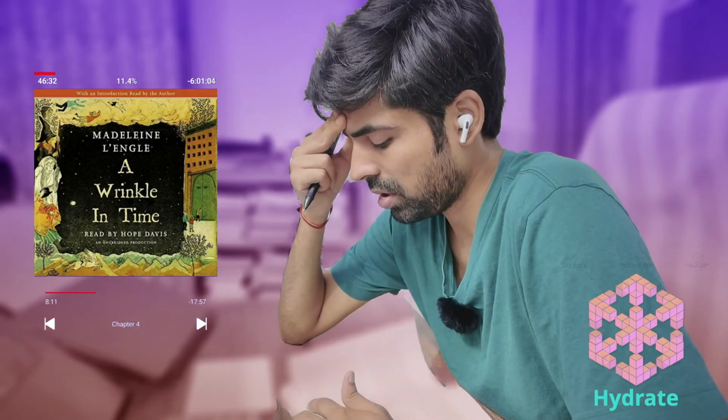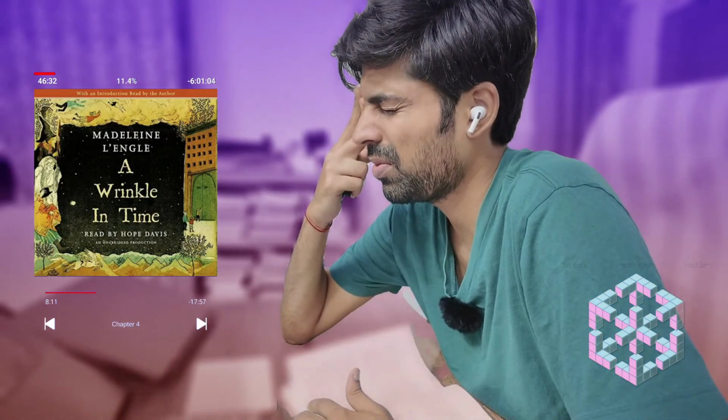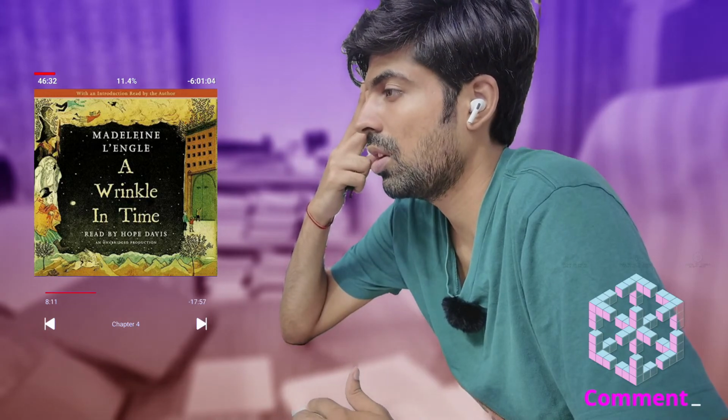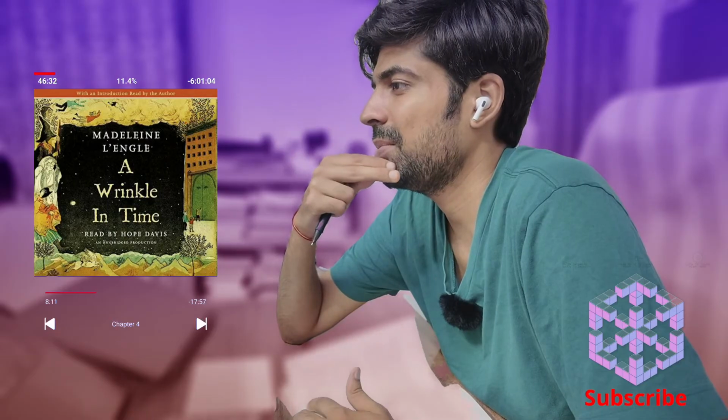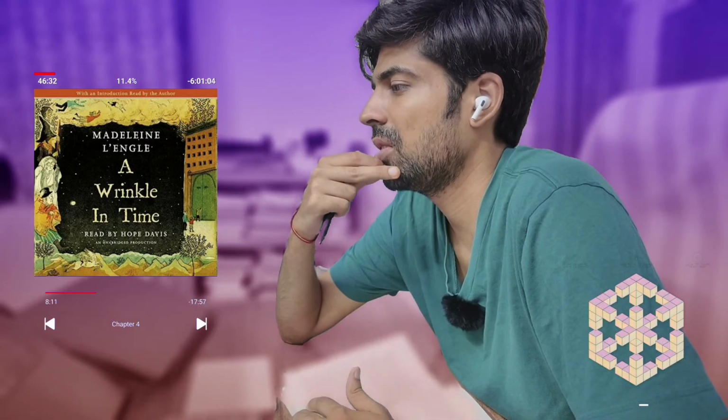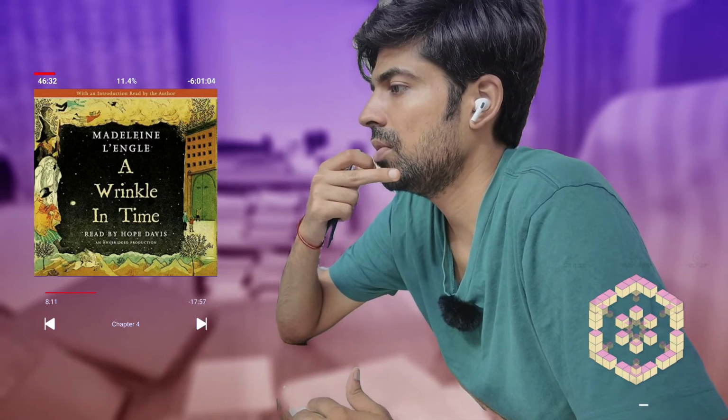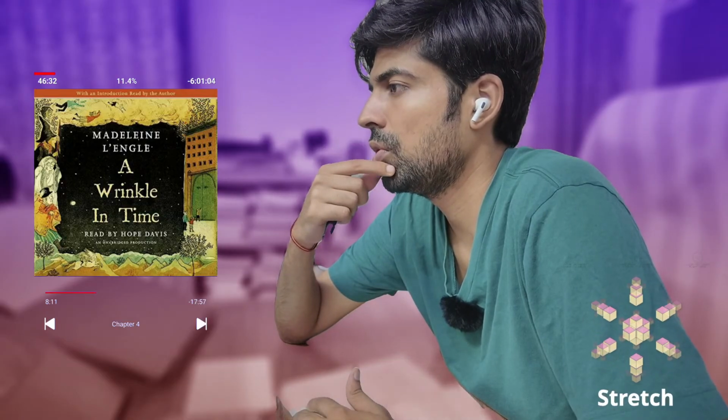And I don't understand why every chapter of this book, for now, starts with negativity. The last chapter was also similar, and this chapter also starts with negativity and ends with curiosity.